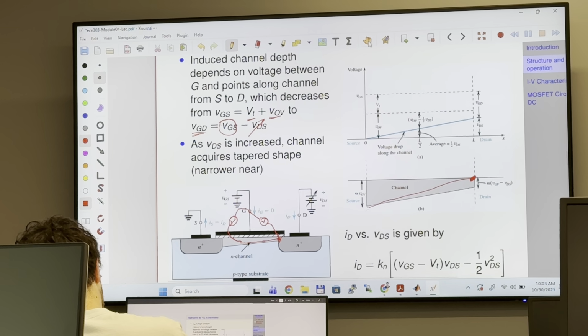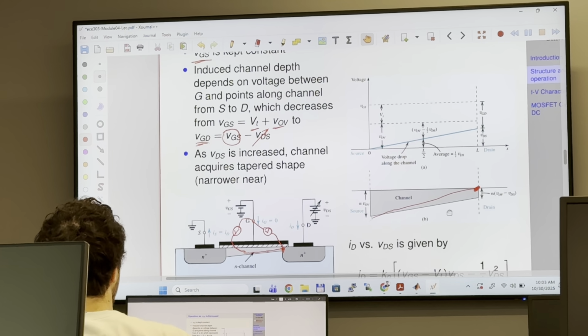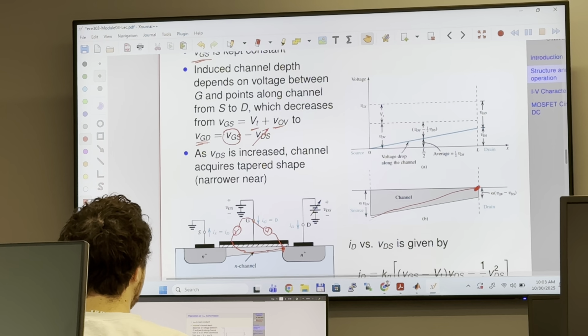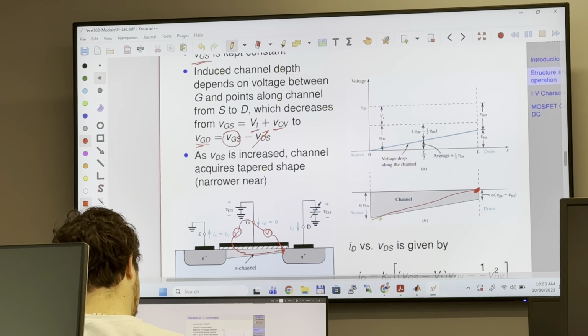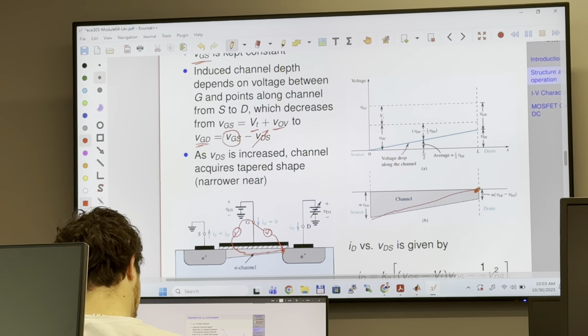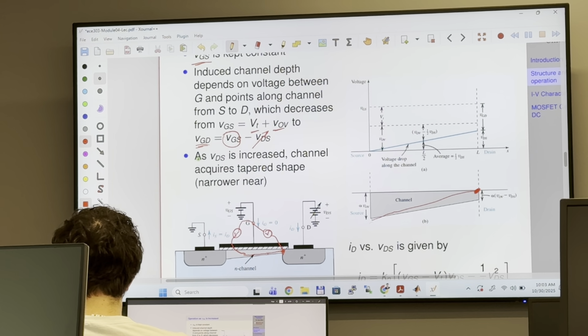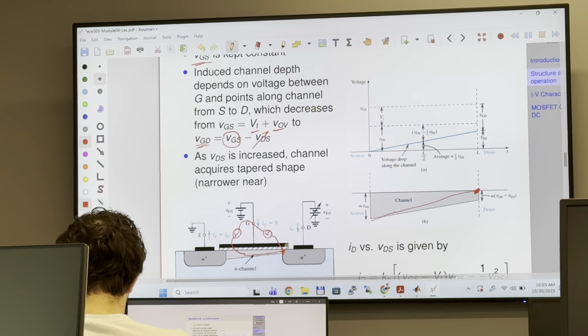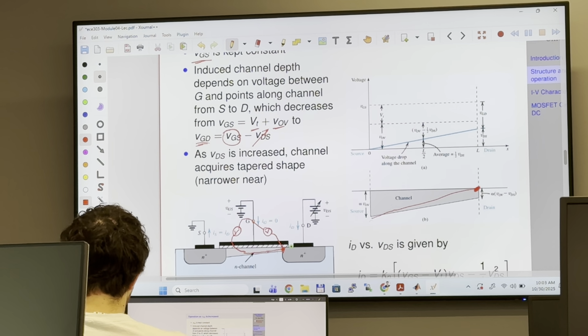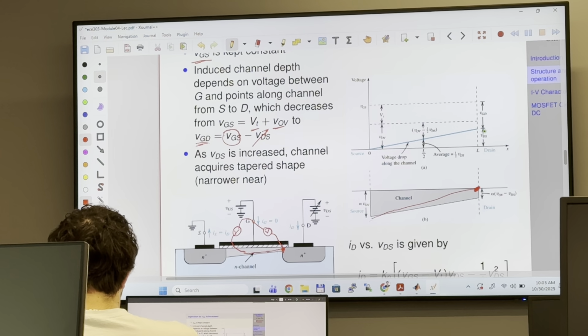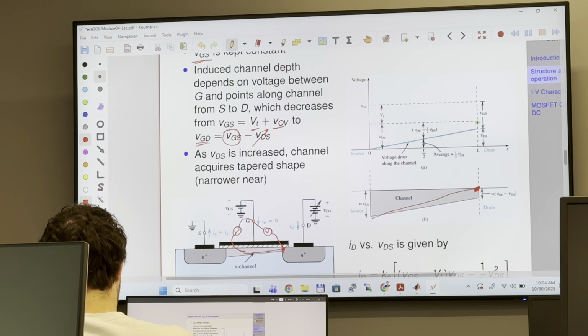So that is the saturation region, and I will show the saturation region in a moment. So you keep increasing VDS, and therefore the channel on the other end is going to be narrower. That's why I say that as VDS is increased, the channel acquires a tapered shape, narrower near the drain. And at that time, your current is going to be constant regardless of your VDS. Even if you increase VDS, your current is going to be constant.